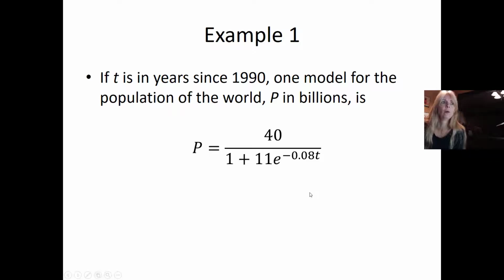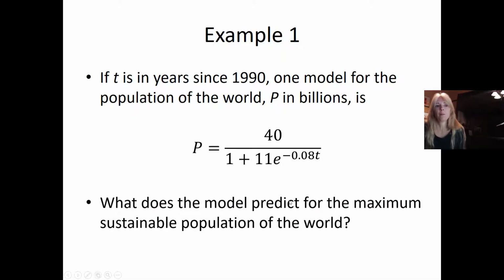All right, for example, it says if t is in years since 1990, one model for the population of the world, P in billions, looks like this. Right away you should say, oh, that's a logistic growth function, because I can see a number at the top and e to the negative kt on the bottom. What does the model predict for the maximum sustainable population of the world?